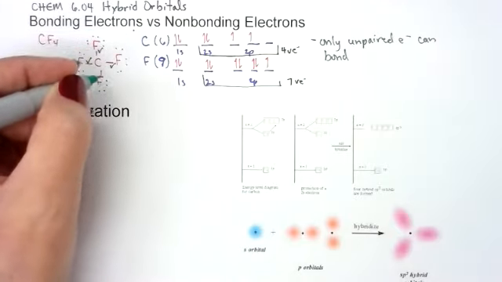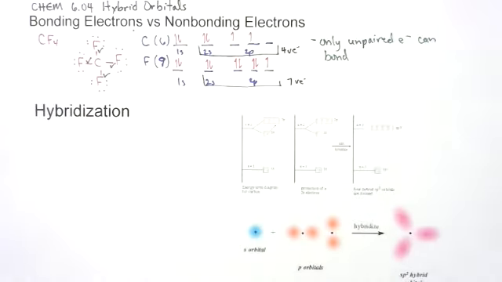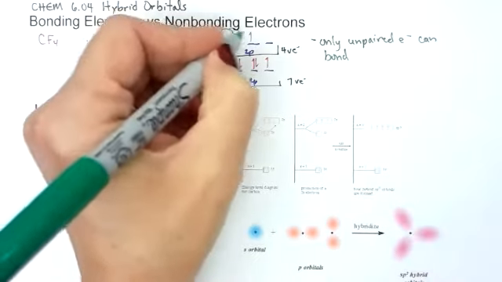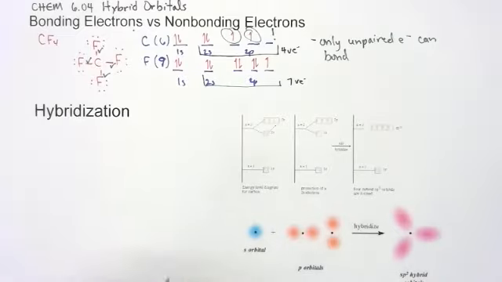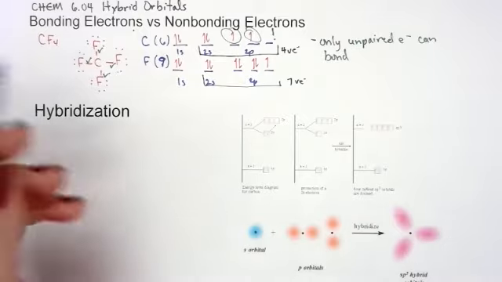2, 3, 4 bonds. And if you remember from biology class, we talked about the fact that carbon can form 4 bonds. But according to this orbital diagram notation, I only have 2 unpaired electrons. And according to this, I should only be able to form 2 bonds. So we have a problem. Well, the answer is in something called hybridization down here.